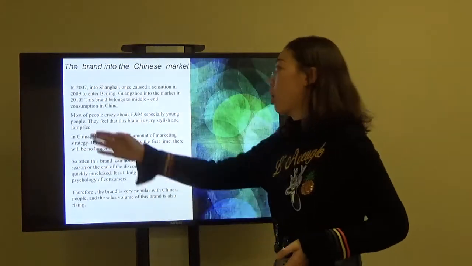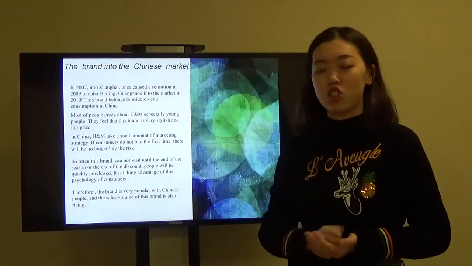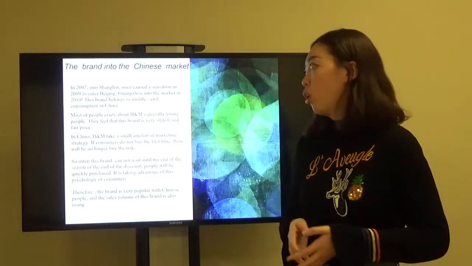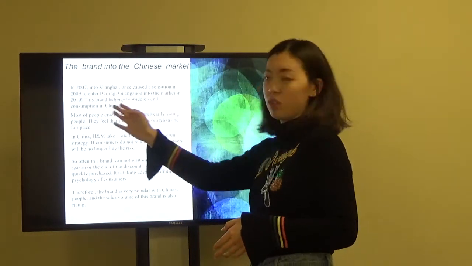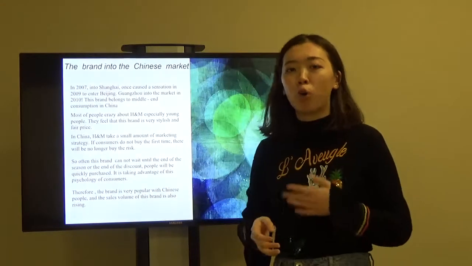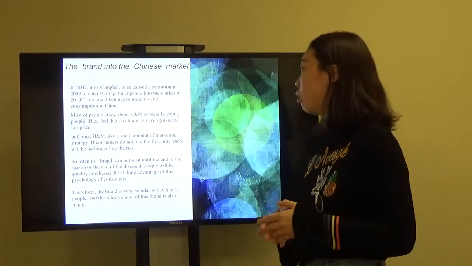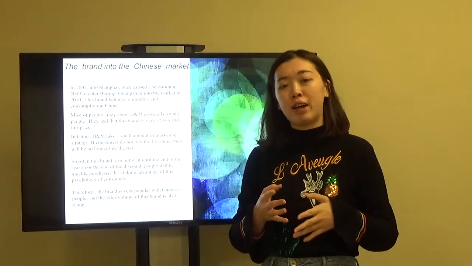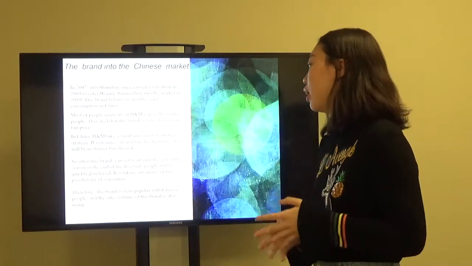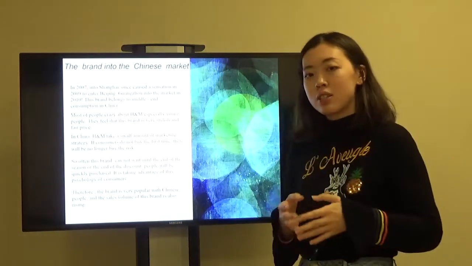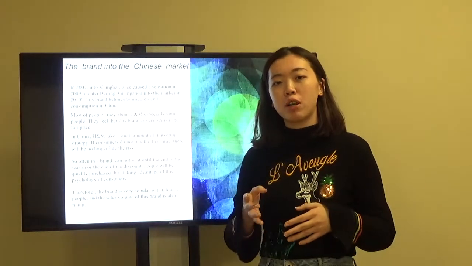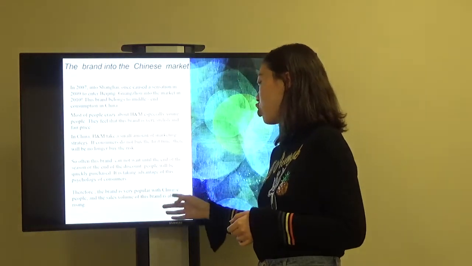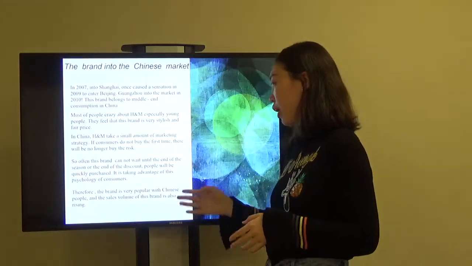And in 2007, this brand entered Shanghai, China, and after that there were several stores in Beijing and Guangzhou. This brand belongs to the medium consumption level in China. Most people are crazy about H&M, especially younger people, because this brand is very fashionable and cheap. Sometimes when the brand puts new clothes in the store, some people just buy them. So this brand is very popular with Chinese people, and its sales volume is also rising.